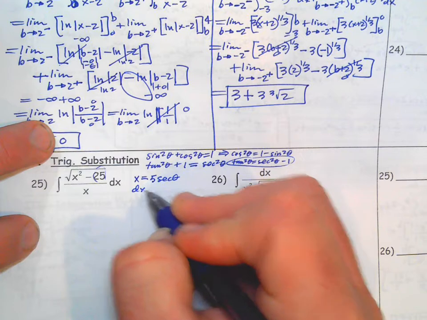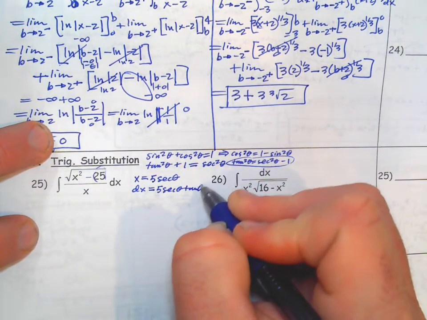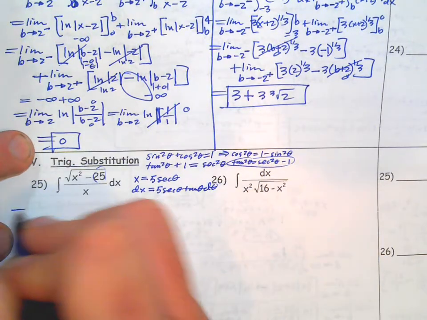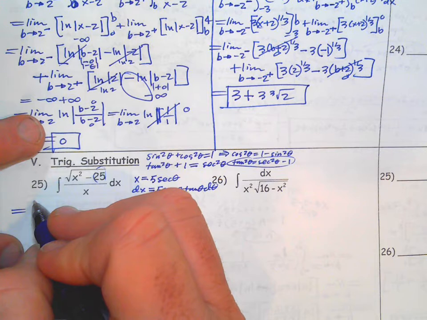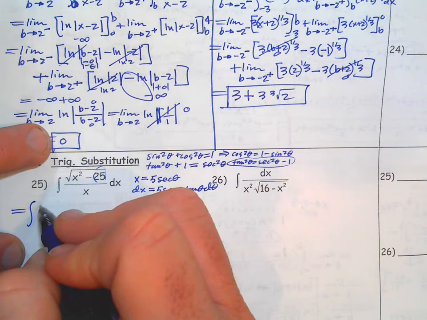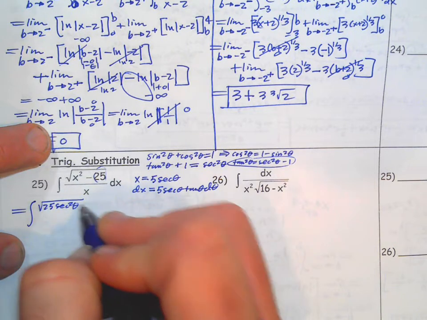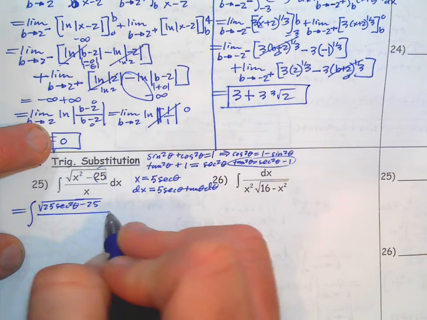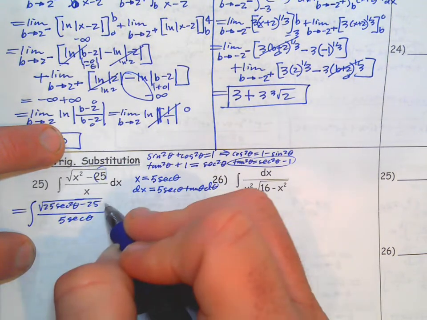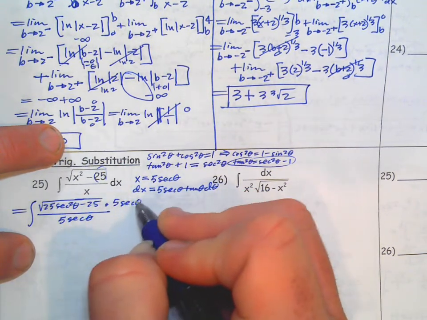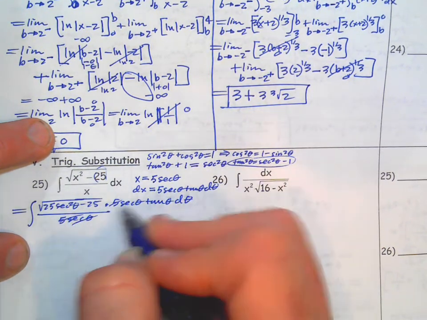And so then dx equals 5 secant tan d theta. So this is going to be, let's see, the top, we're going to plug that in. We're going to get 25 secant squared theta minus 25. X is 5 secant theta. dx is that whole thing, 5 secant theta, tan theta, d theta. So the 5's cancel, secant thetas cancel.